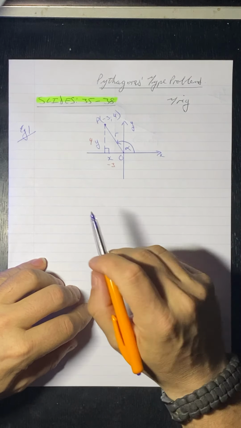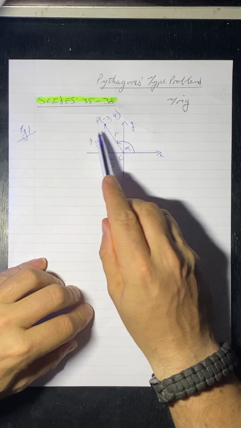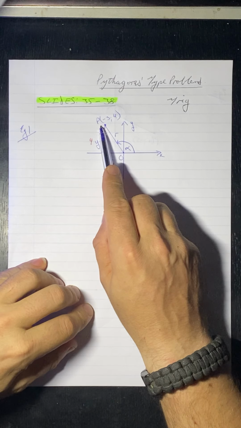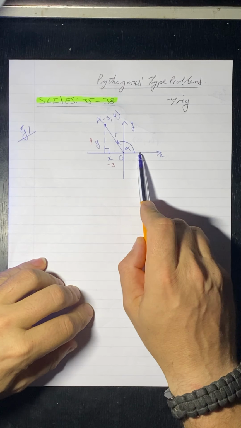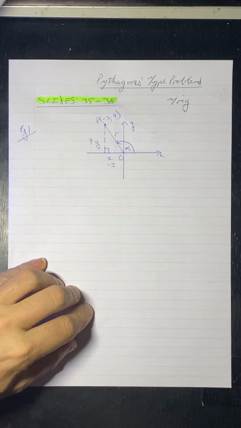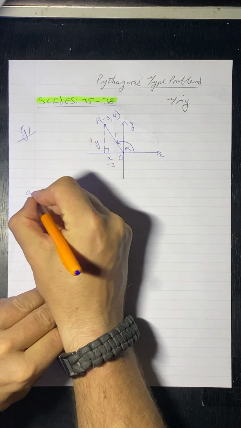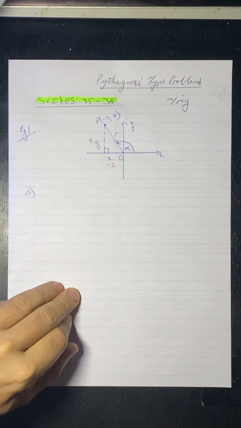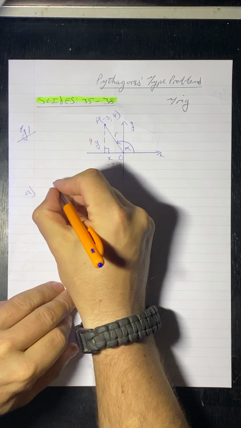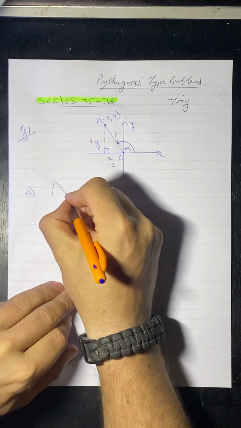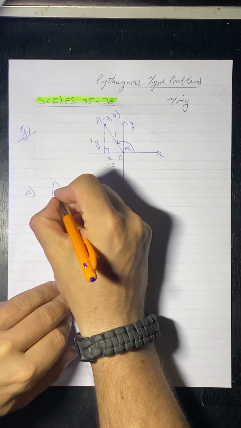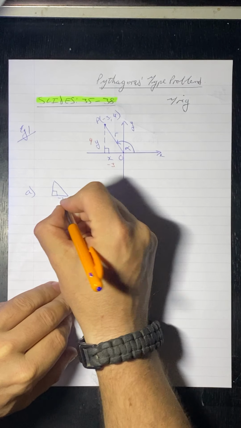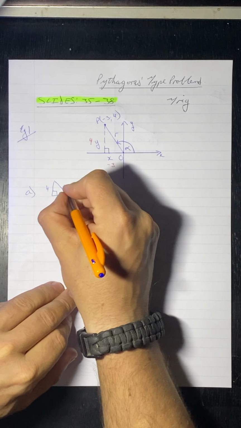So the first question is saying, P is the point -3, 4. OP makes an angle alpha with the positive x-axis. Then question A, calculate this length OP. All right, so if I draw a little rough sketch over here so you can see more or less what it looks like, we have this situation where this is -3, this is 4, and this is r.